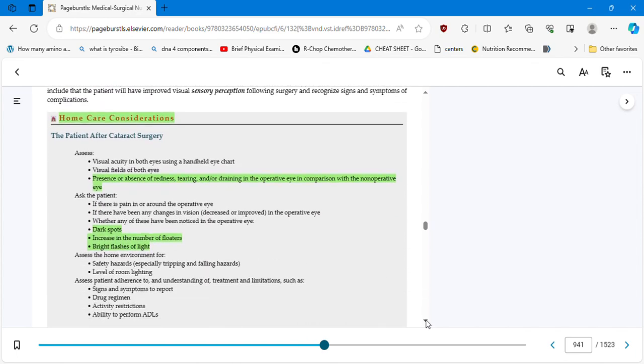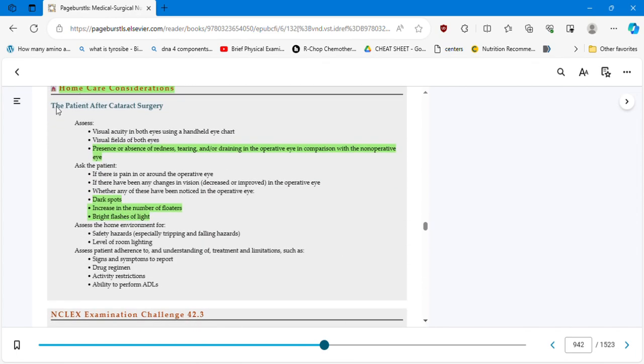Home care considerations, the patient after cataract surgery, presence or absence of redness, tearing, or draining in the operative eye in comparison with the non-operative eye. That's something that you need to assess. Ask the patient about dark spots, increase in the number of floaters, bright flashes of lights. Okay.